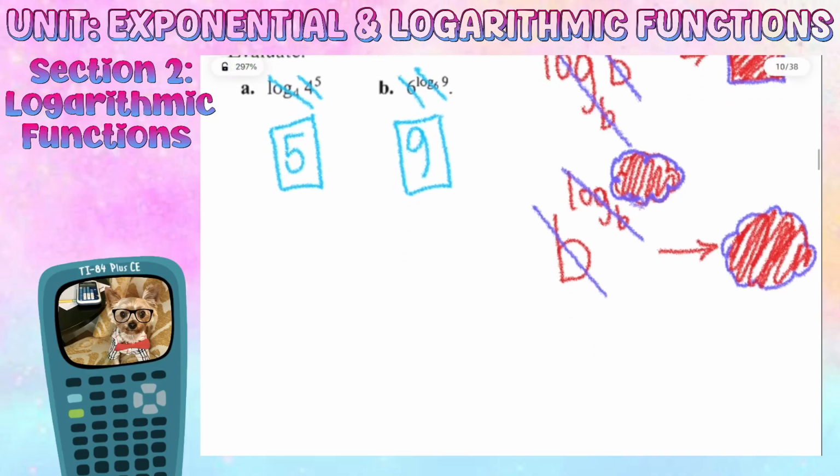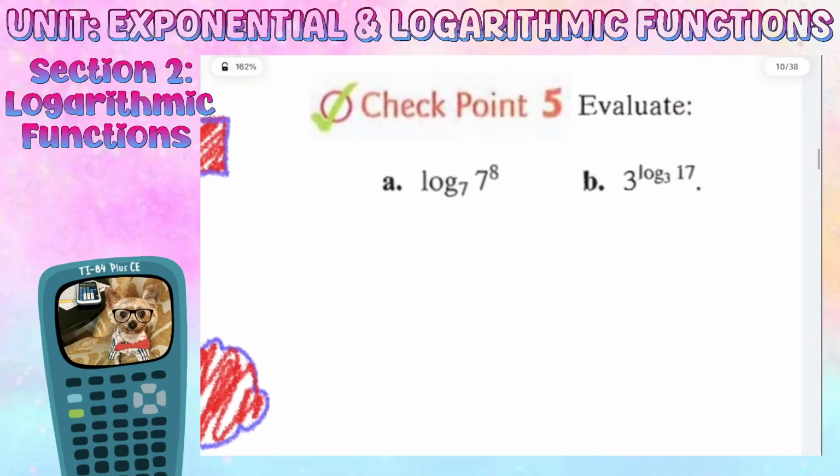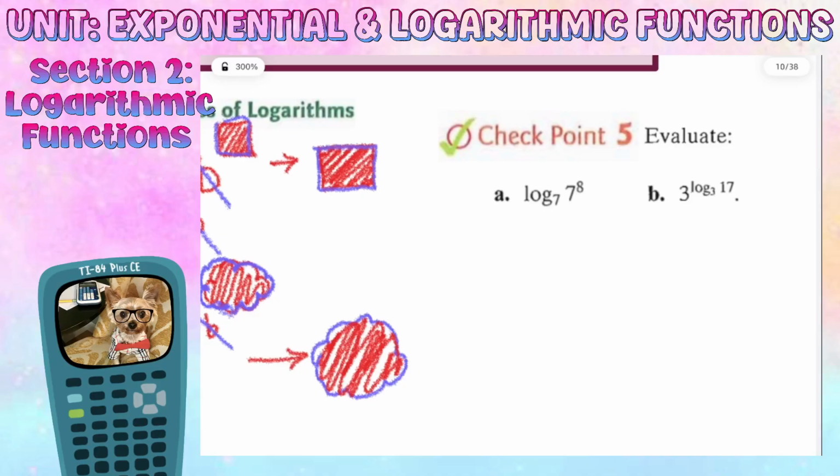So let's just look at the last two examples, which are right over here. So log base 7 of 7 to the 8th power. What does that end up equaling? Well, those are gone, and we're left with 8. Done. 3 and log base 3 are gone. And that will equal 17.